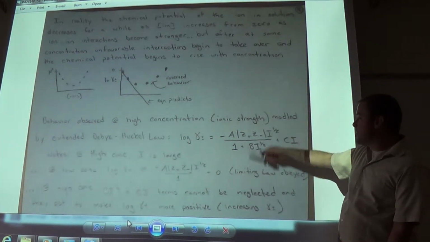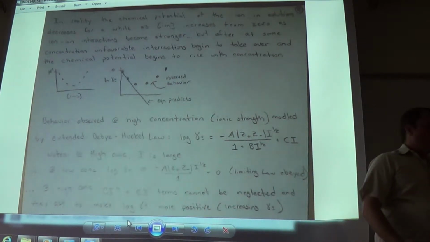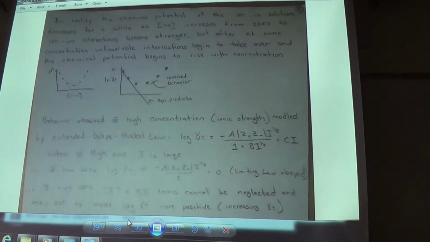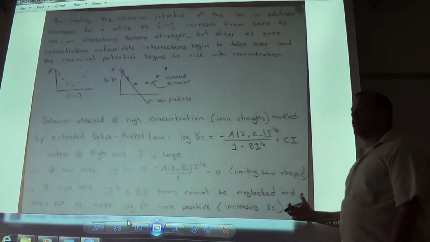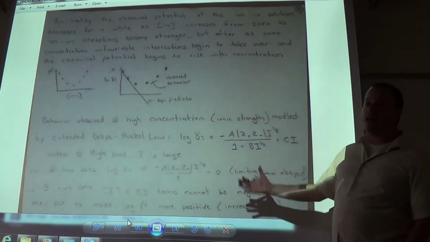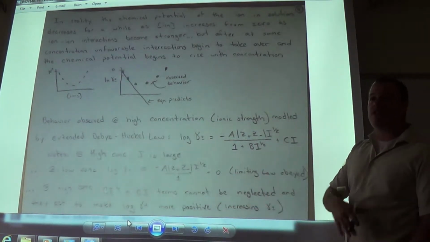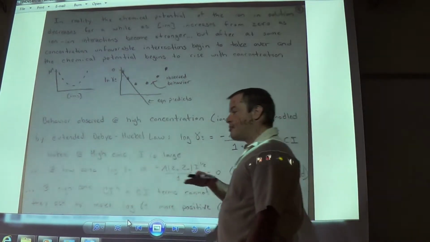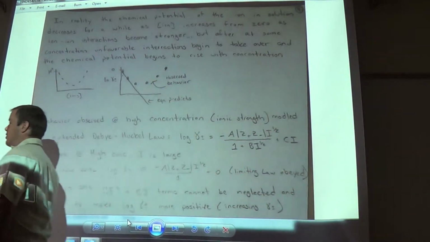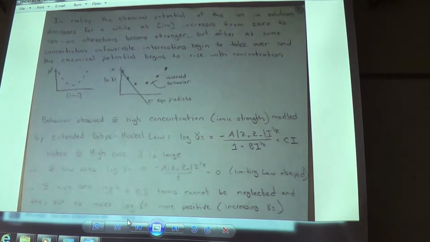So this extended law essentially just corrects for those unfavorable interactions that take over as we increase the concentration of ions past some maximum, or some concentration where interactions are most favorable.